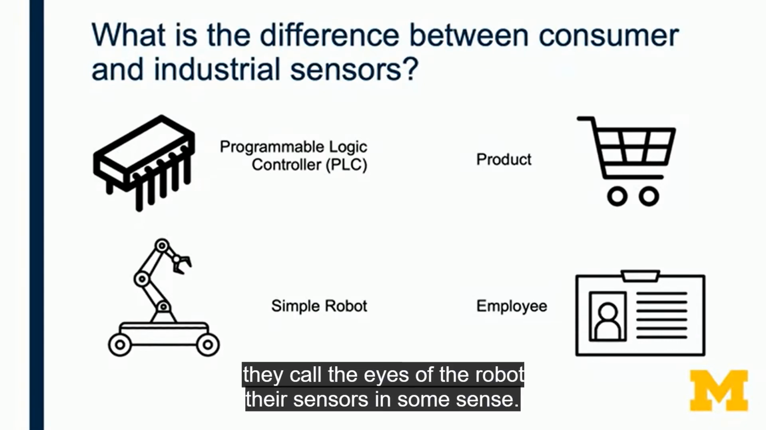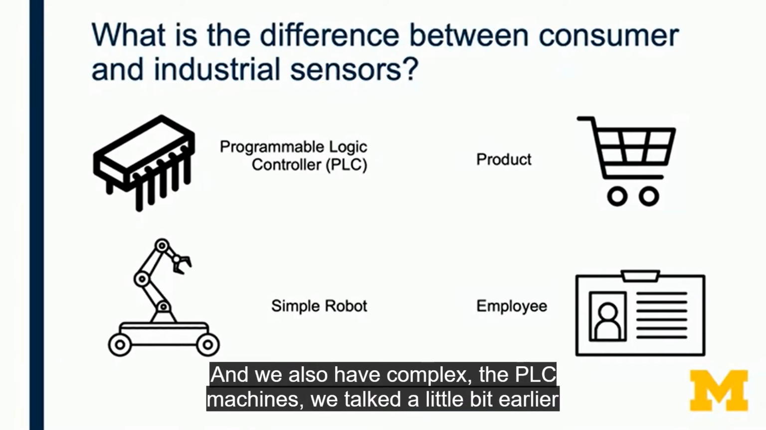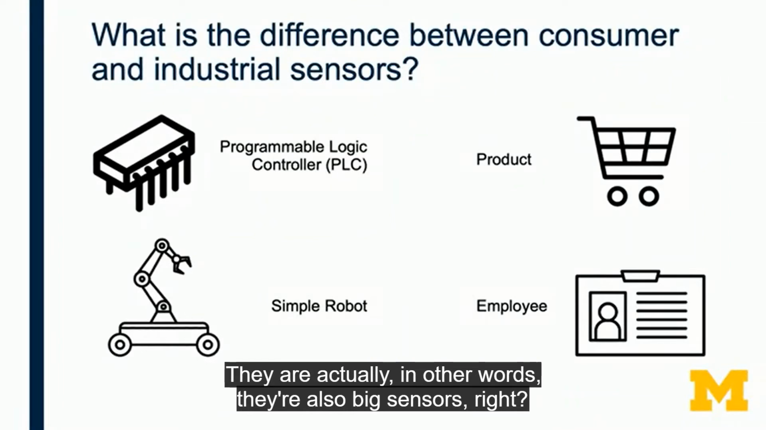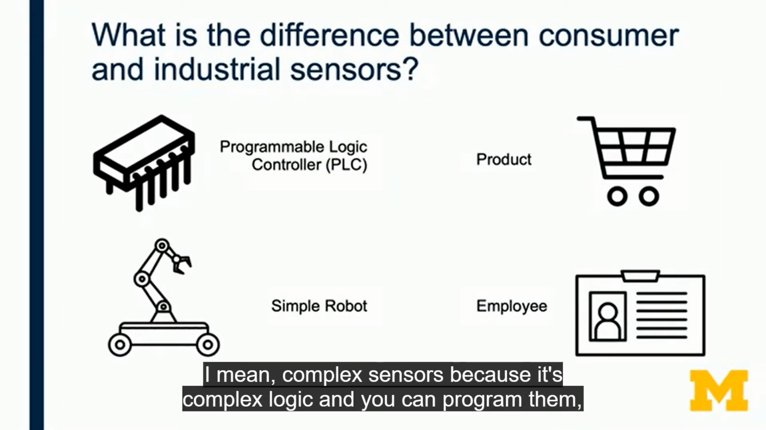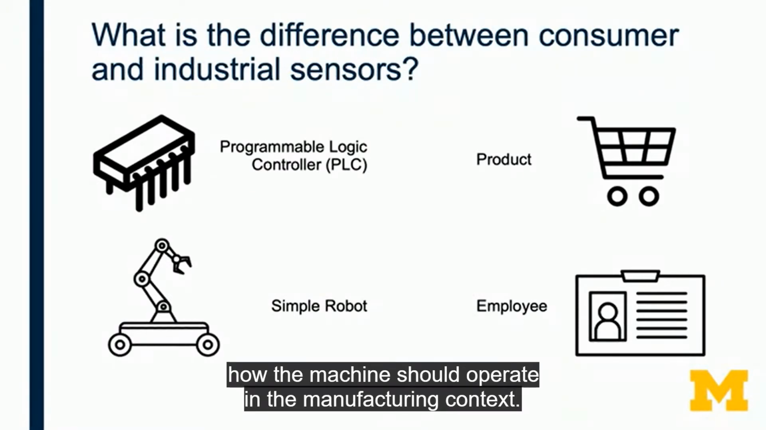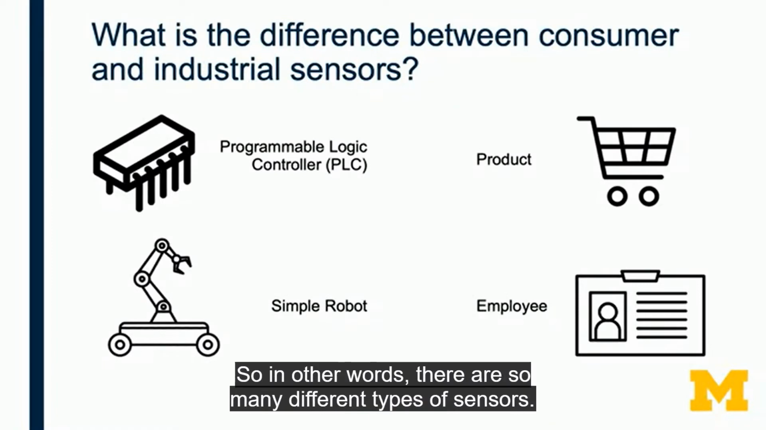And we also have complex PLC machines we talked a little bit about earlier in the introduction. These PLCs, the programmable logic controllers, are in other words also big sensors, right? I mean, complex sensors, because it's complex logic, and you can pre-program them for how the machine should operate in a manufacturing context. So in other words, there are so many different types of sensors.